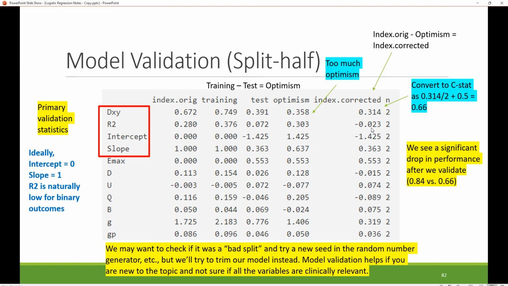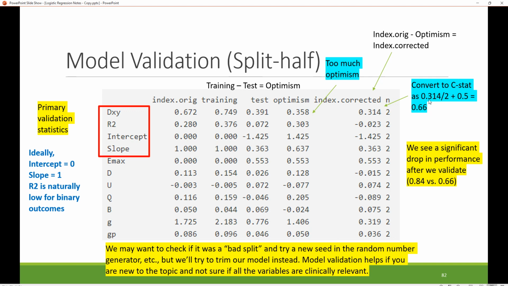So we see on the left side in that red box, those represent our primary validation statistics. The Dxy is a transformed value of the C statistic, or the area under the curve. The area under the curve ranges from 0.5 to 1, and because it doesn't use that full range of 0 to 1, the Dxy was created to convert that area under the curve into a range that goes from 0 to 1.